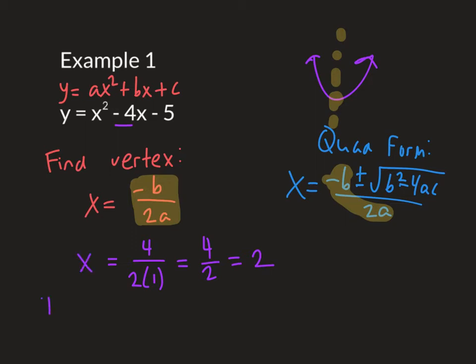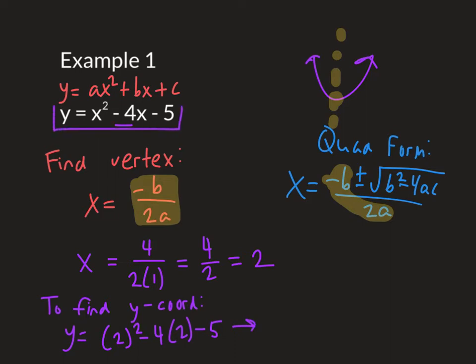And then to find the y-coordinate, we can just plug in that x value. So y equals, plugging in 2 for the x, 2 squared minus 4 times 2 minus 5. Again, I just plugged that into the equation. We knew an x value, and I'm just trying to find the y value that goes with it. So 2 squared, of course, is 4, minus 4 times 2, which is 8, minus 5 more, which gives us 4 minus 8 minus 5, so negative 9.